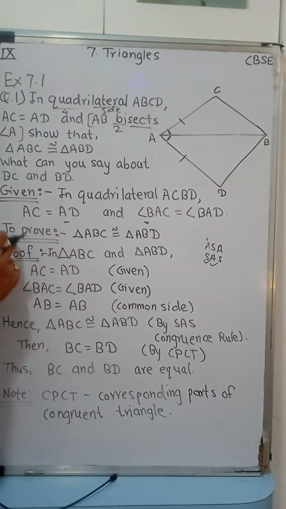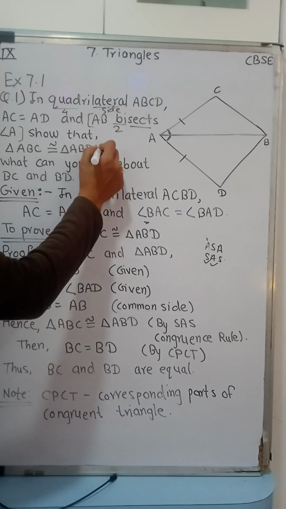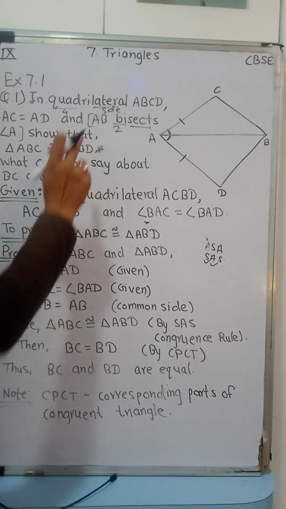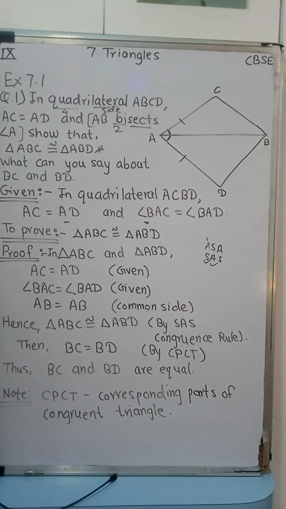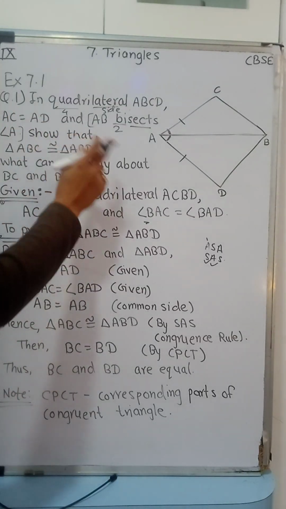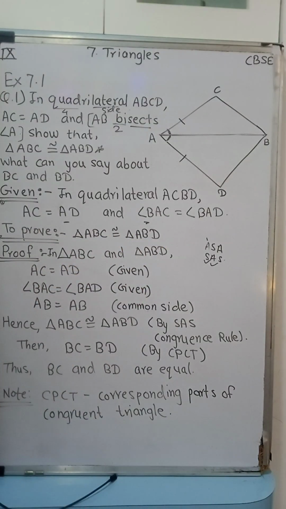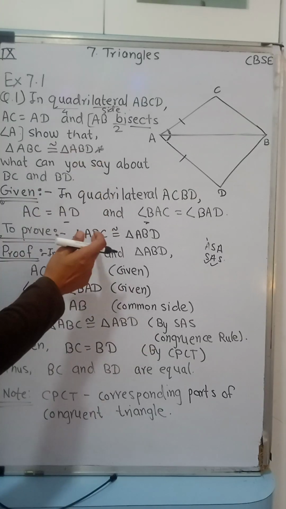Here, to prove this, you should also know what we want to prove. You will find this from the question, after the words "show that". This is the given, which you will get in the question. This is what we want to prove: triangle ABC is congruent to triangle ABD. Up to here you have written what is given.